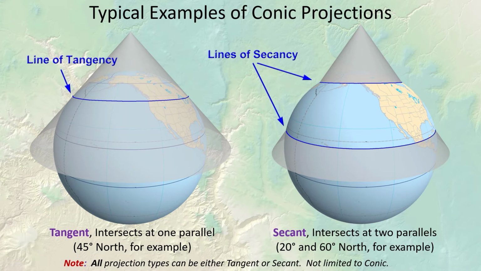Now, in this slide, I want to show another concept as well, the concept of tangency versus secancy. A tangent projection is one in which the projection surface just touches the surface of the planet, while a secant projection actually intersects the planet. Now, what do you suppose the difference is here? Why would we choose a tangent versus a secant projection?